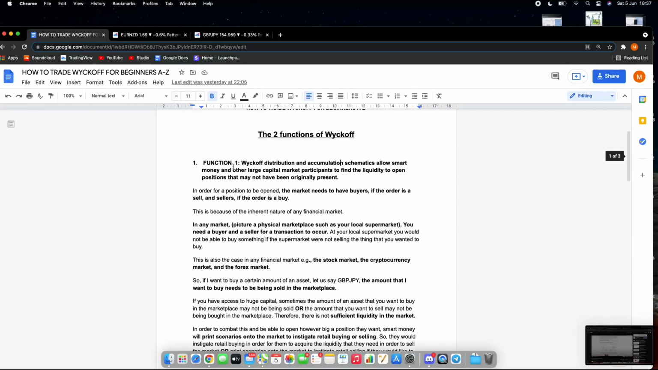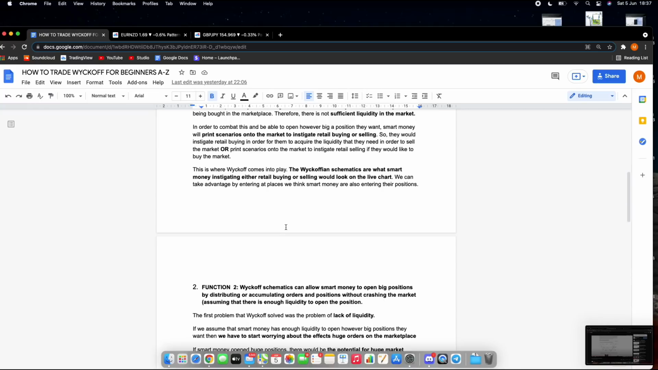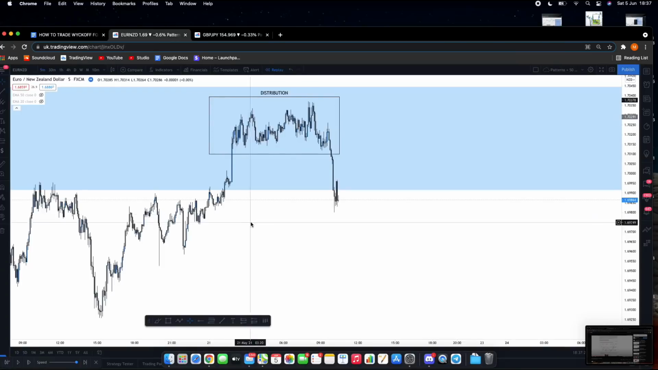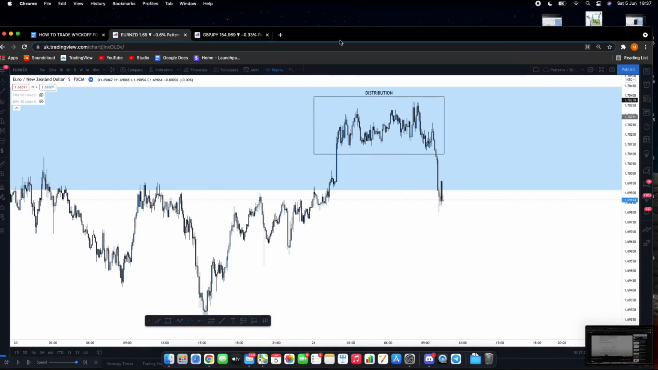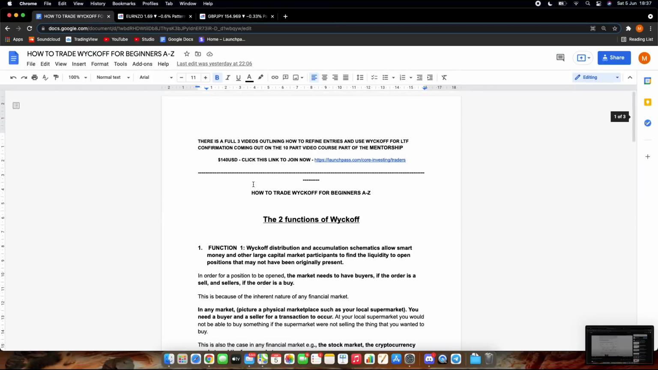I'll be talking about the functions of Wyckoff. I'll be talking about how to use Wyckoff for low time frame entries, and then finally how to identify Wyckoff on the chart. Right, so the first thing, the functions of Wyckoff. Right, I'm going to read this out word for word.